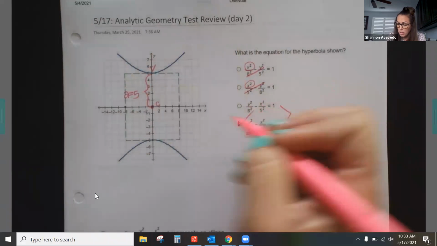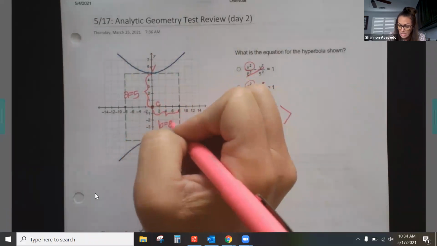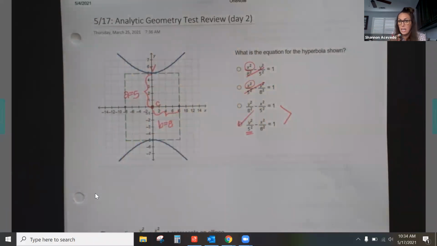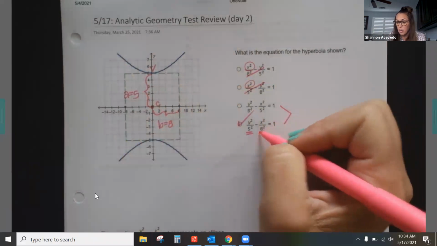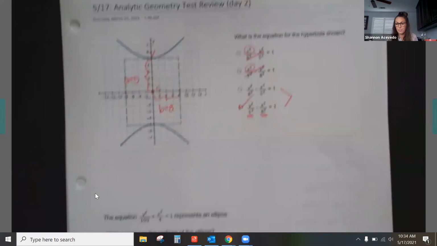And so I already know it's going to be this one, but I can also look here that my b value is going to be a value of 8. That 8 is going along the x-axis. So that's going to be the value that goes under my x, and there's my equation right there. So you didn't have to really do the whole thing, because you're able to cross things off as you're looking at them.